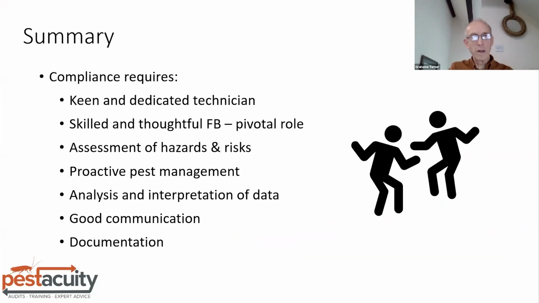So in summary, compliance with the standards requires a keen and dedicated technician. It requires skilled and thoughtful field biologists, and that is a pivotal role for the site. It requires assessment of hazards and risks to decide what's required for the site. Proactive pest management, so don't just react to situations, be proactive. Analysis and interpretation of data. Good communication between the customers, the auditors, and the pest control company, and good documentation. And if you've got all that, you're dancing.